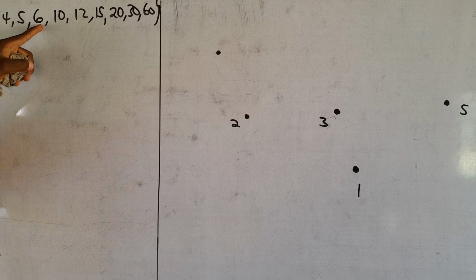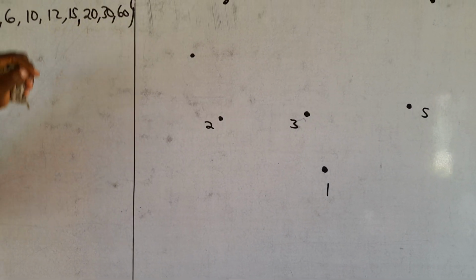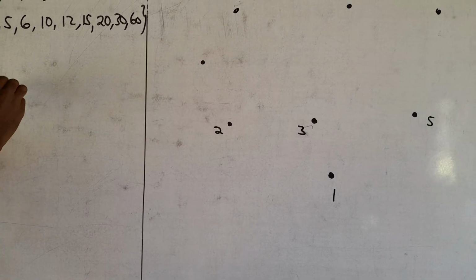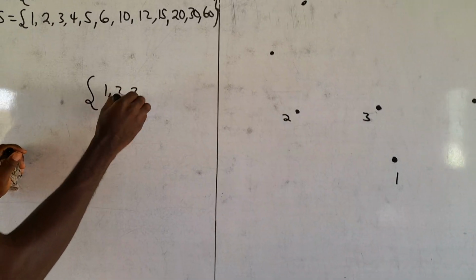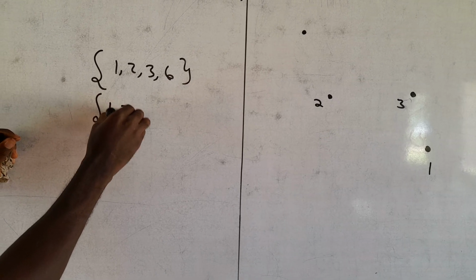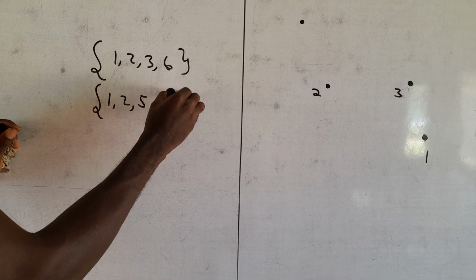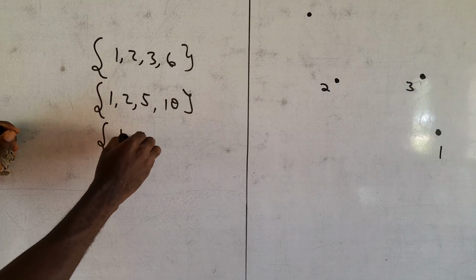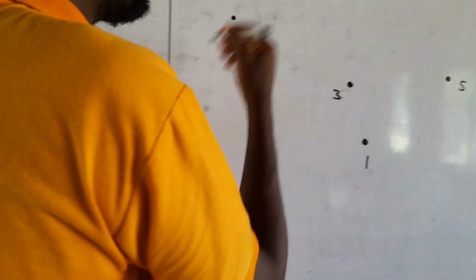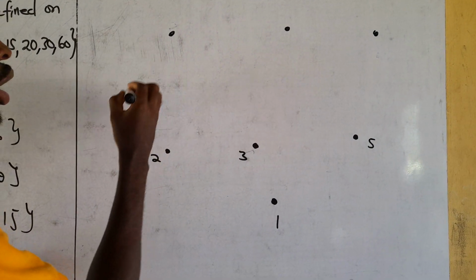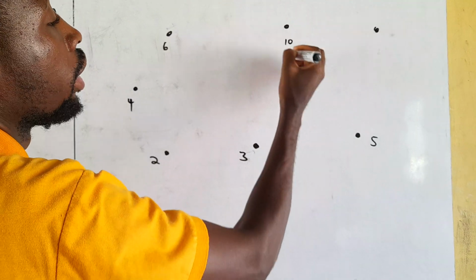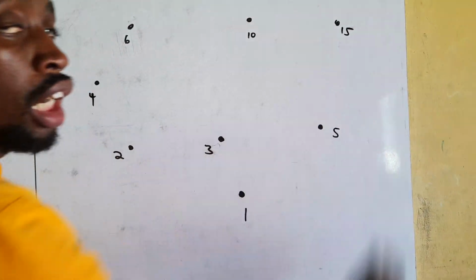The next one is 6, 10, and 15. So, 6 is having how many factors? The factors of 6 are 1, 2, 3, and 6. The factors of 10 are 1, 2, 5, and 10. And then the factors of 15 are 1, 3, 5, and 15. So you realize that all of them have 4 factors. So they can be in line. We can say this is 4, then this is 6, then 10, then 15. I hope you get that.